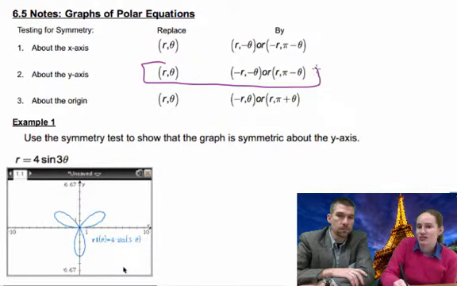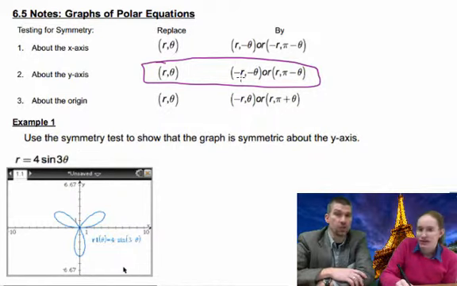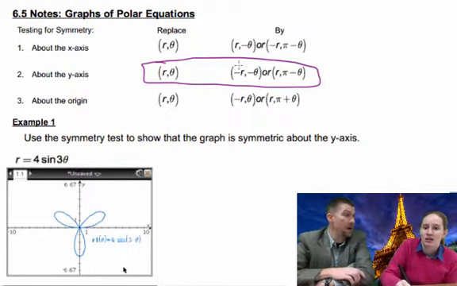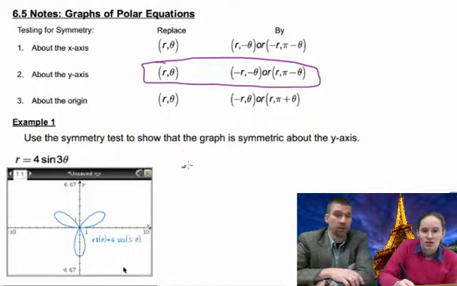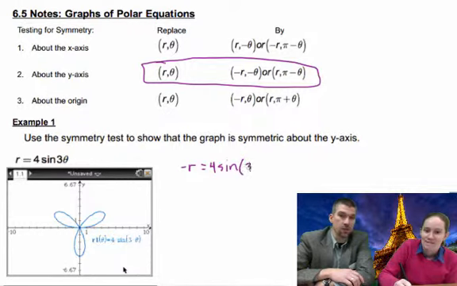They told us that it's about the y-axis. So we would just have to say, okay, I have r and theta here, and I'm going to replace it with one or the other of these. Always pick the easier one, which means no pi minus business. So we're going to put a negative r where r is and a negative theta where theta is, and we're going to see if we end up with what we started with. So go ahead and do some swappage.